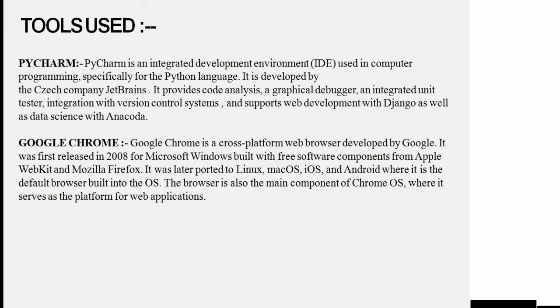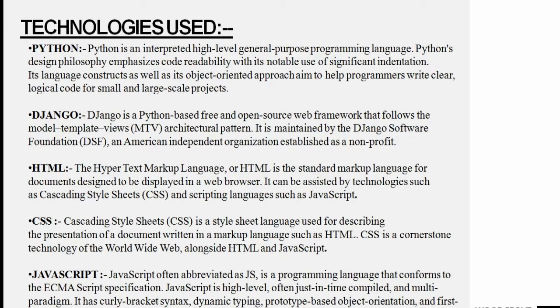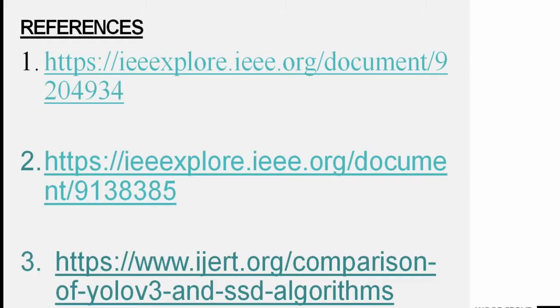The tools used are PyCharm and Google Chrome. And second, the technologies used are Python, Django, HTML, CSS, and JavaScript. And there are some references, and we are at the end of this project presentation, and let me show you some demonstration of the website.